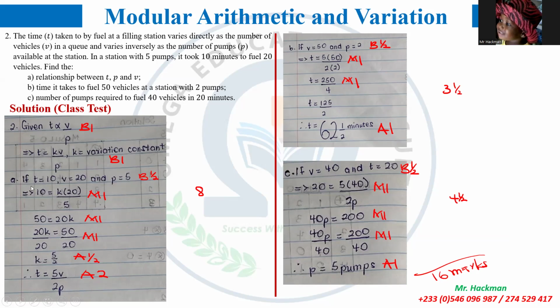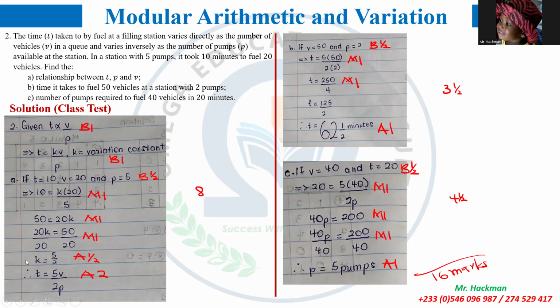Okay, so if T is equal to 10, V is equal to 20, and you also know that P is equal to 5, you substitute, then you solve for your K. Okay, failure to, when you get here, you need to write it again before you divide. If you don't, then you will lose this mark. Take note of that. So your K will be 5 on 2.